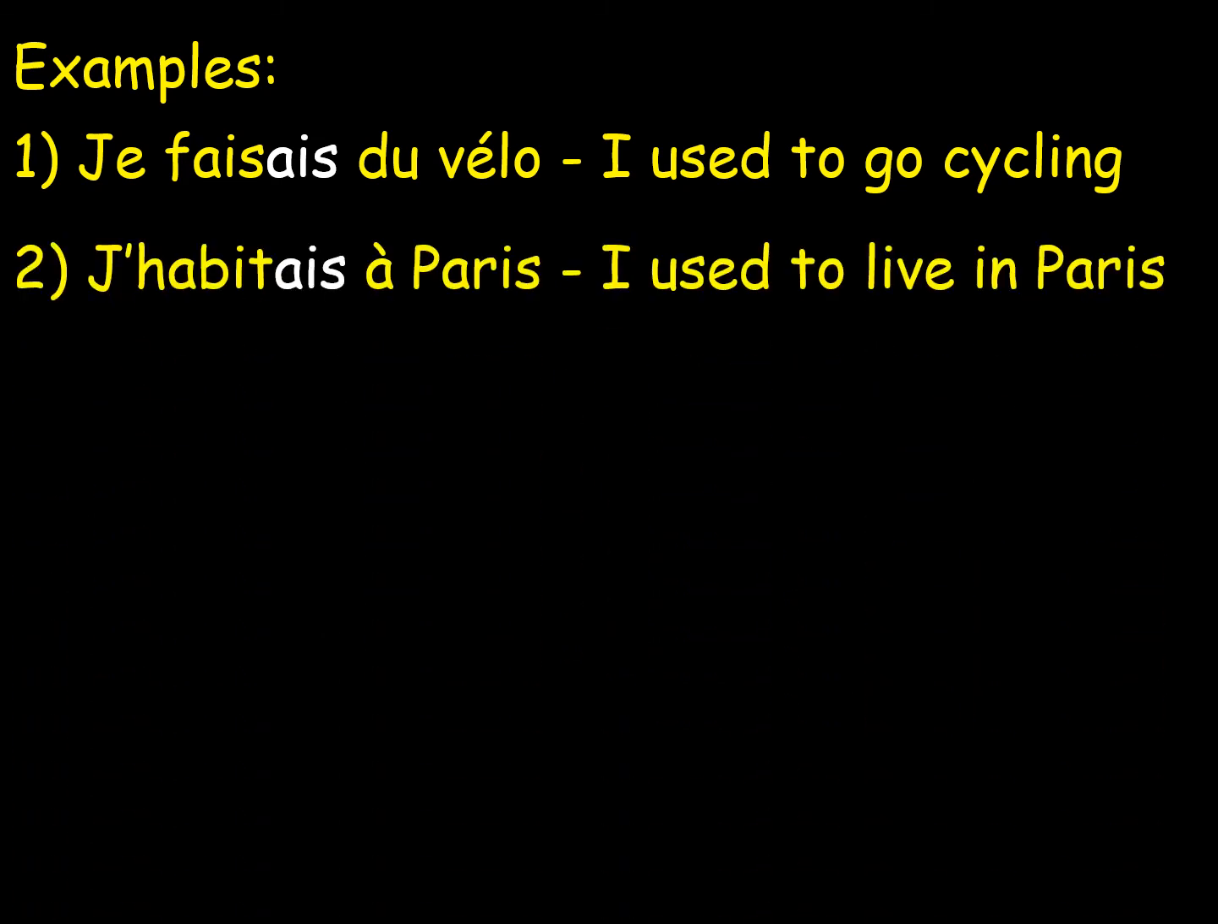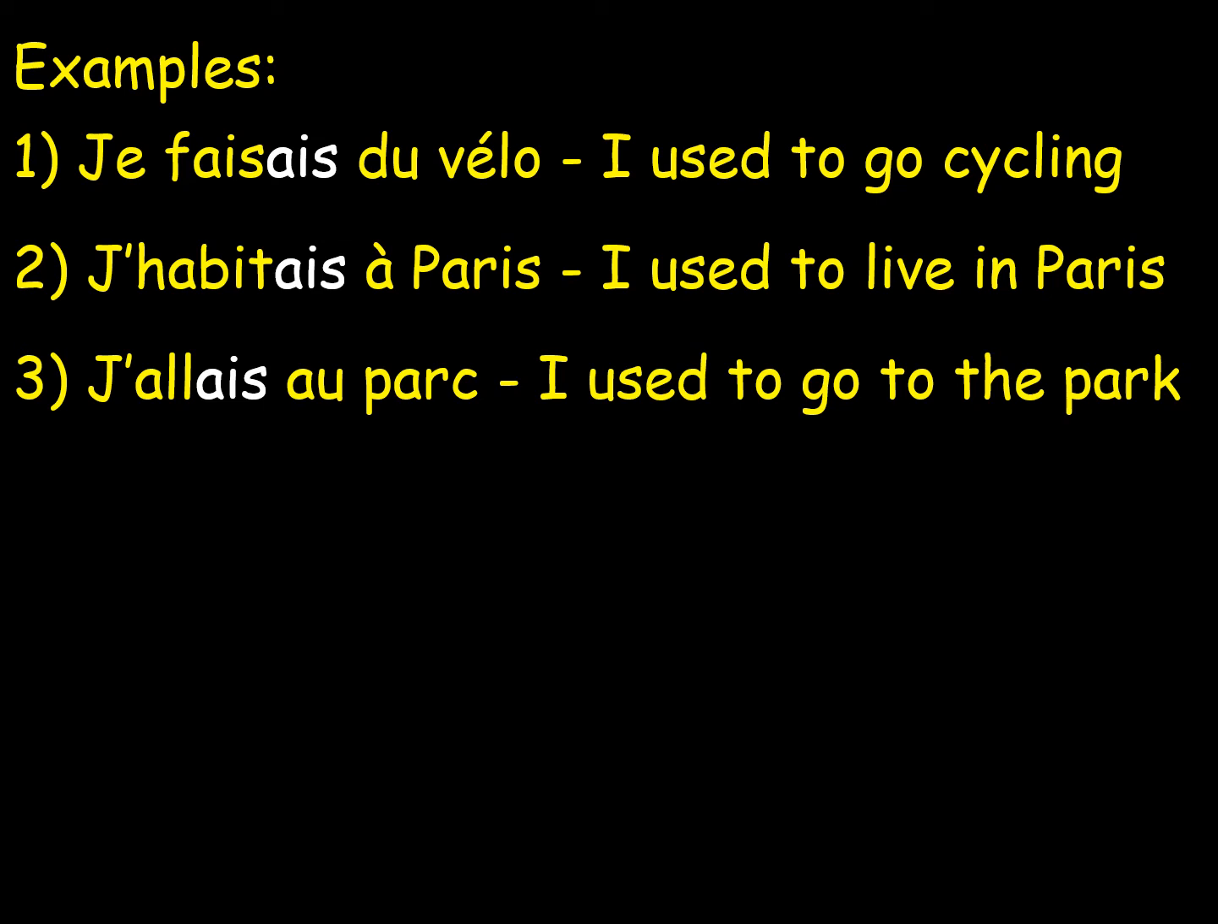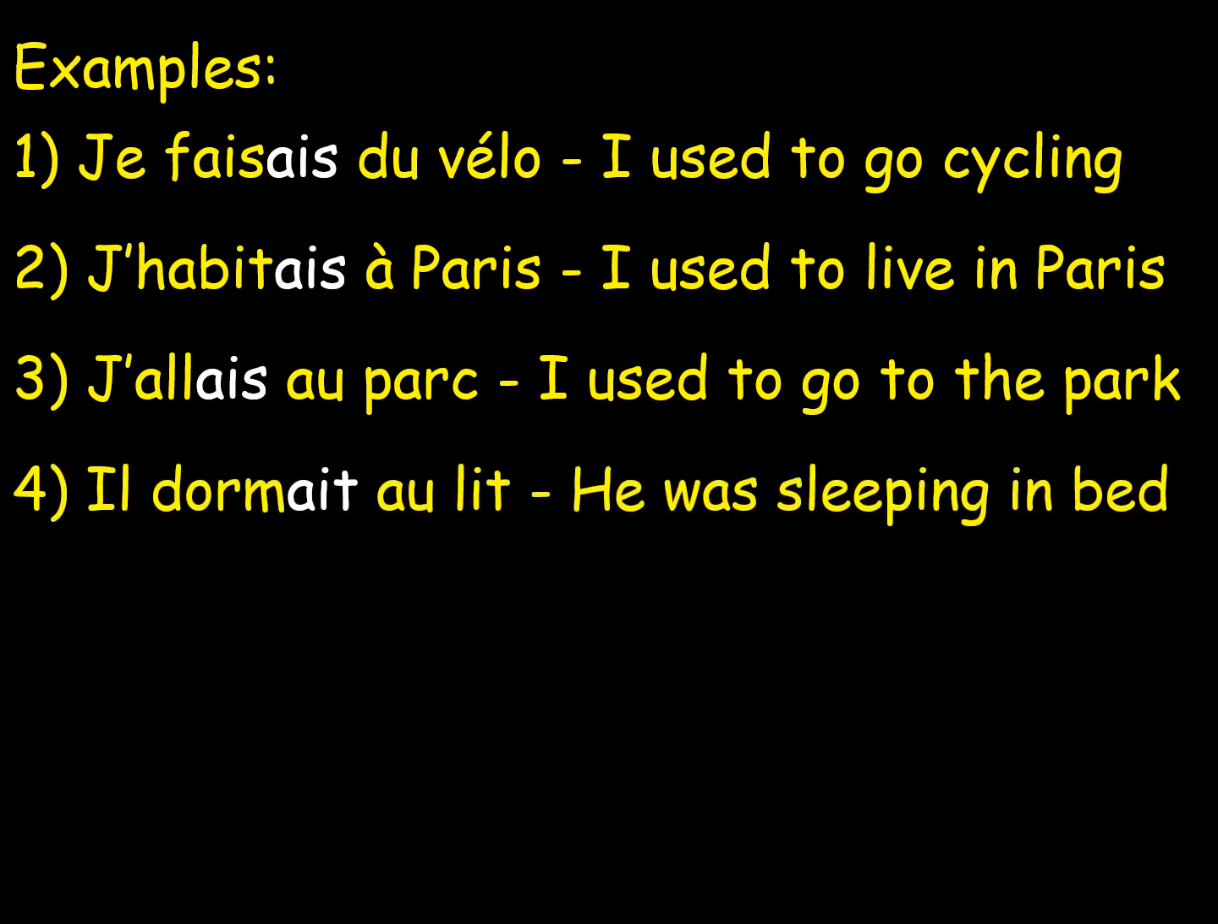J'habitais à Paris. So we found we live is nous habitons. We've taken off the ONS and we've put AIS on the end. So now we've got j'habitais à Paris. I used to live in Paris. J'allais au parc. I used to go to the park. So we've taken the ONS off allons and we've put AIS on the end. I used to go to the park.